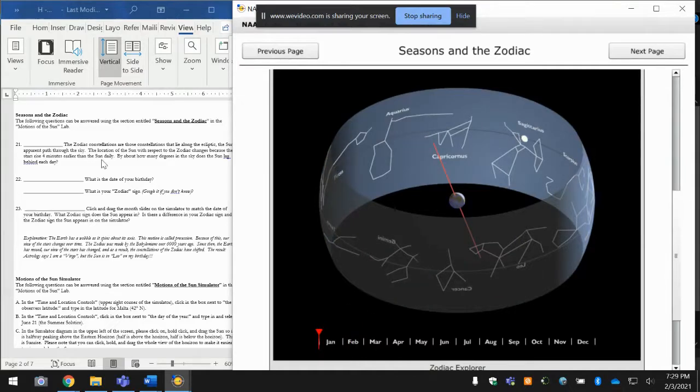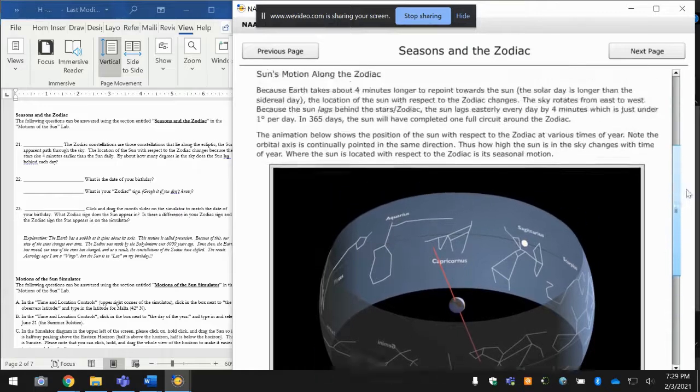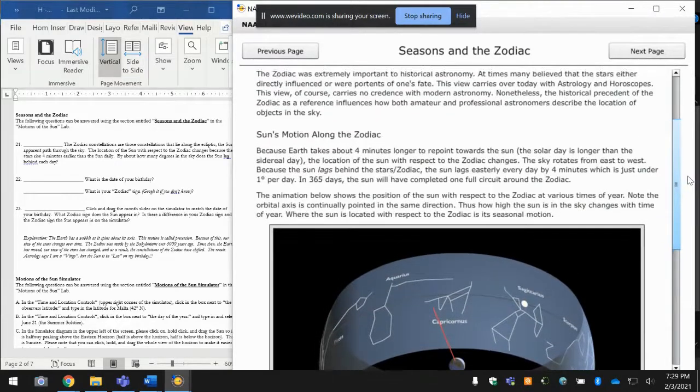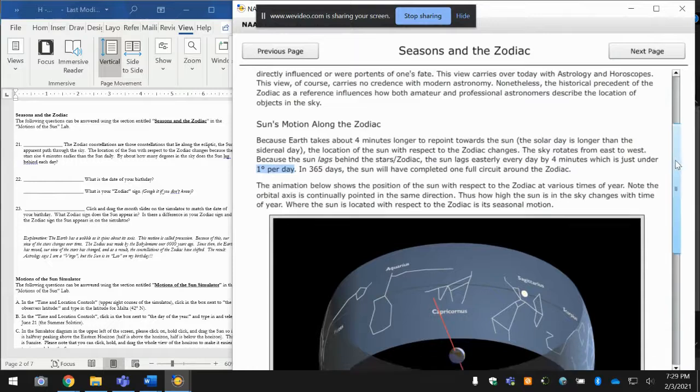So the first part of this says the zodiac constellations lie along the ecliptic, and it asks how many degrees of lag does the sun have behind the stars? And the answer here is 1 degree per day. All right. I'm then going to ask you to go in and type in your birthday and your zodiac sign.